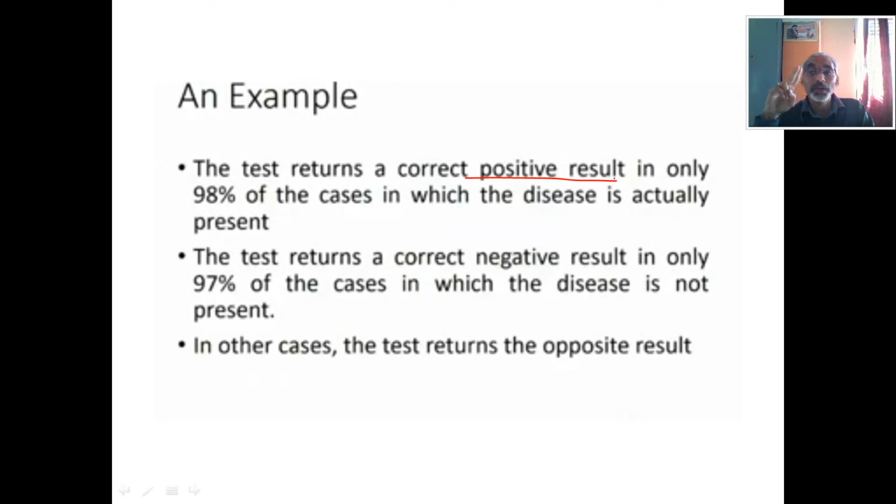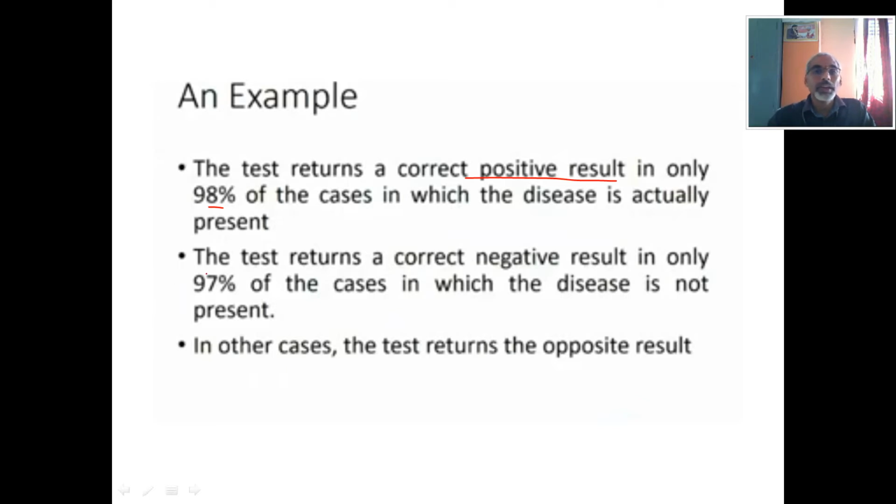If the patient is having cancer and the lab result is telling that he has cancer, 98%. That means still a 2% error is there. There is a 2% chance that the patient may be having cancer, but the lab result will tell negative. Because 98% correct positive result it is telling, the remaining 2% might be a false negative result: the patient has cancer, but the test is telling negative, right?